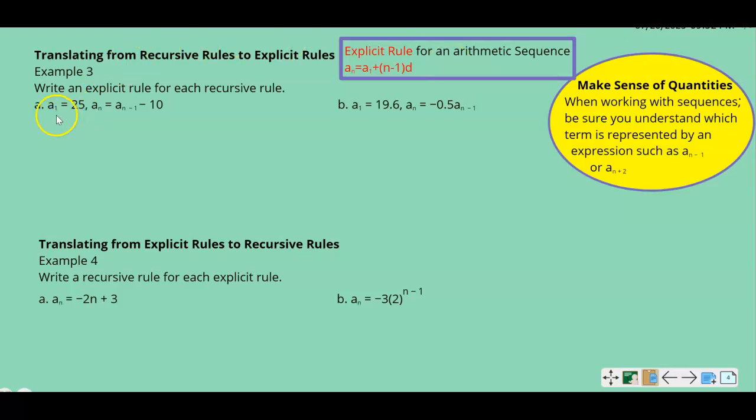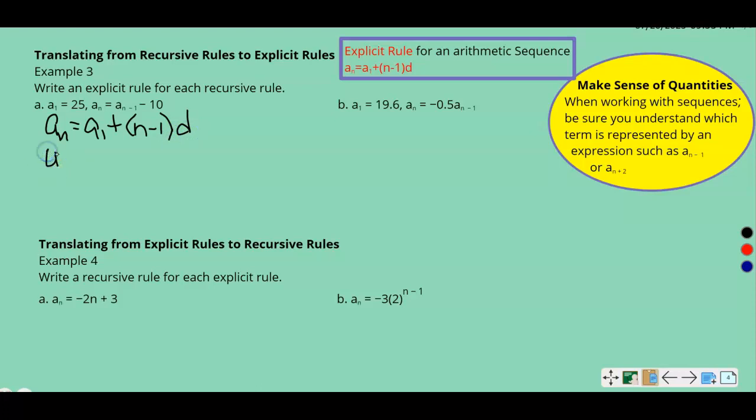All right, so A part says A sub 1, my first term, is 25. I have A sub n equals my previous term minus 10. So I know that my common difference there is negative 10. My first term is 25. So the first thing I'm going to do is go ahead and write down my formula. Now I'm going to fill in everything that I have.